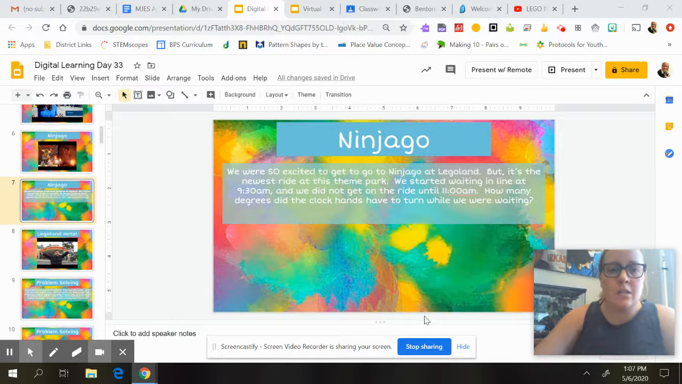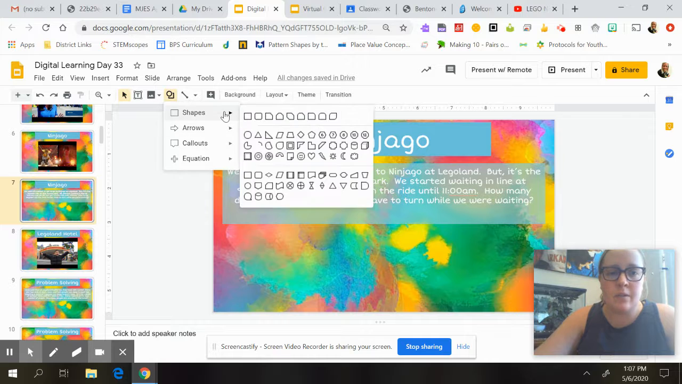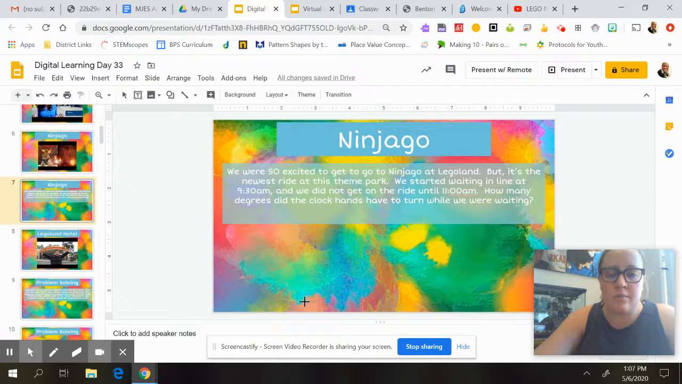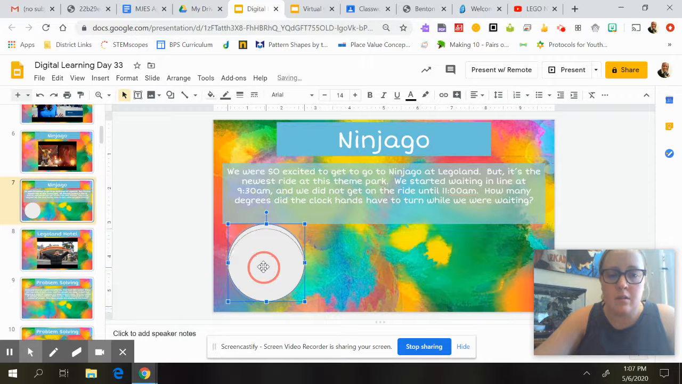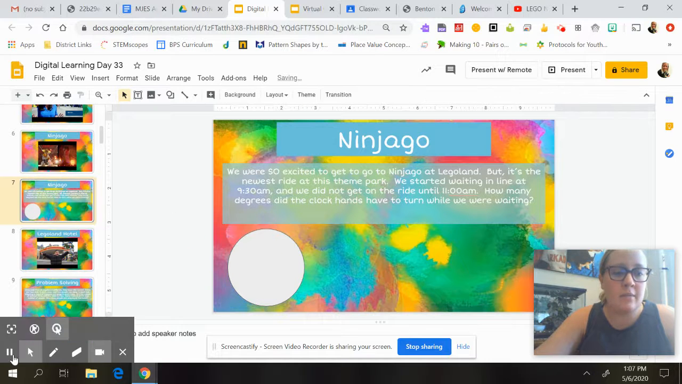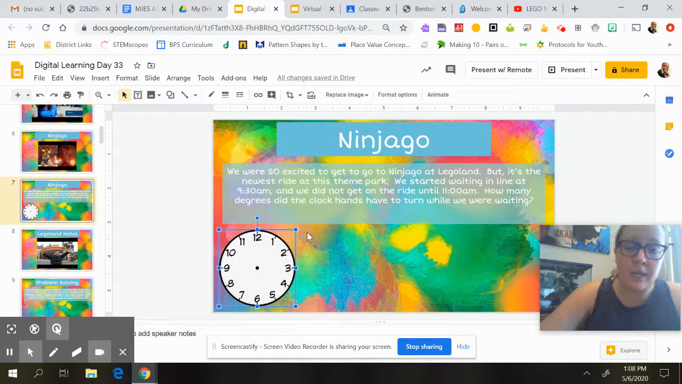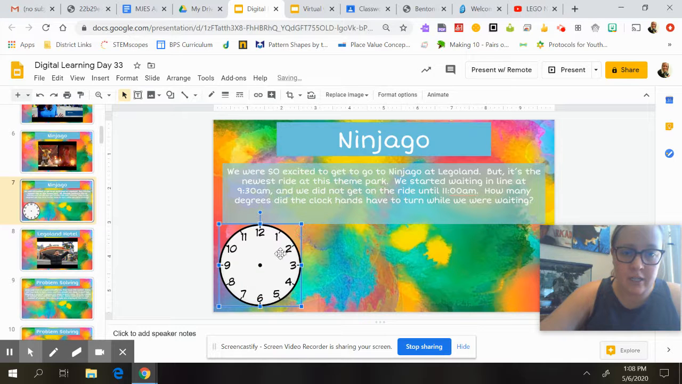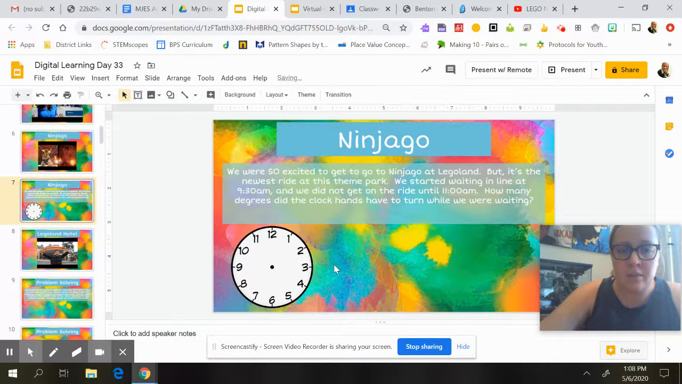Hmm. So I know that a clock is a circle. So I'm going to come up here and add a circle. Actually, I am going to add a clock that says 9:30 so you guys can see those. Okay, so we have a clock face right here. And I'm going to go ahead and put an arrow. You can add an arrow starting here. And it said 9:30 a.m.